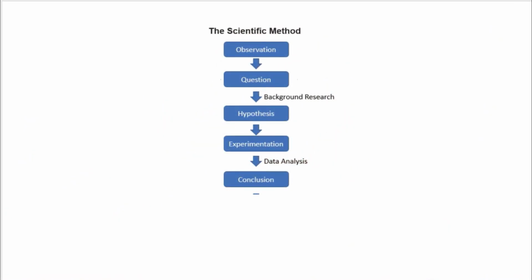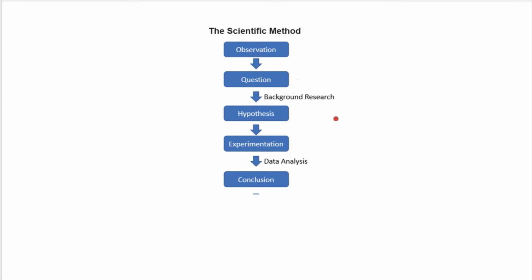Let's go. Let's start with the scientific method set up as a flowchart. We move from an observation to a question. Once we have our question, it is very important that you do background research. Has this question been asked before? If so, what answers have other scientists come up with? Next, you move to your hypothesis. This is really your best guess.